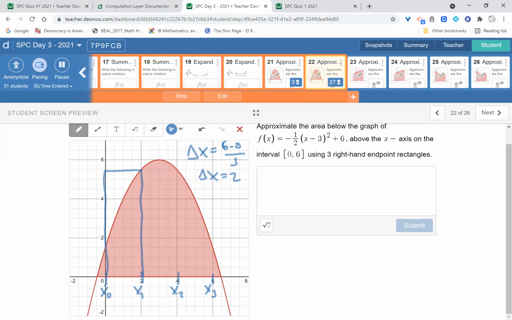And then on my next subinterval from x sub 1 to x sub 2, I'm going to go to the right endpoint and draw straight up. Draw back until I get to x sub 1, which happens to be the same height. And I think we're going to get the same exact approximation here. Anyway, from x sub 2 to x sub 3, I'm going to go to the right-hand endpoint, draw up until I hit the function, and then draw across. And there we go. We have our 3 right-hand endpoint rectangles.